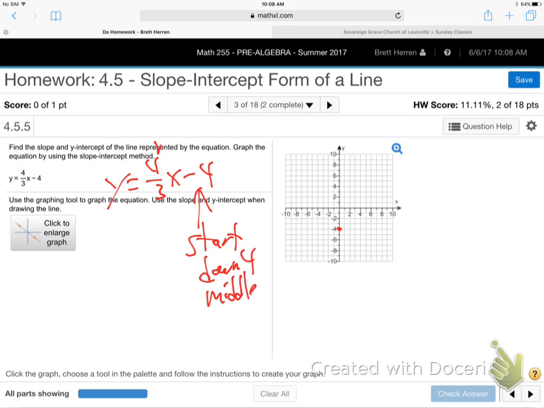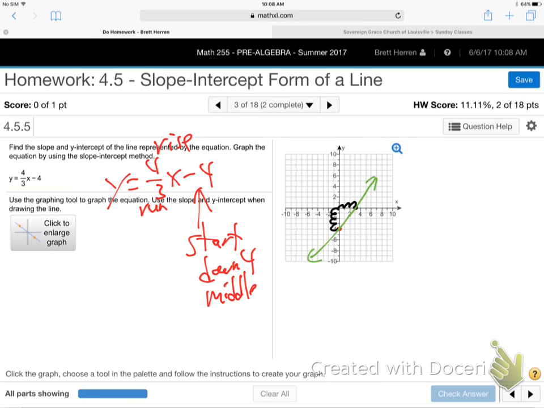And now this is rise over run. So I go up 4. 1, 2, 3, 4. I'm up to the line, huh? Over 3. 1, 2, 3. There's our second dot. And then we just connect the 2 dots.